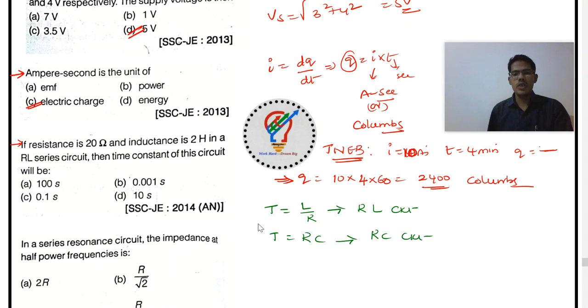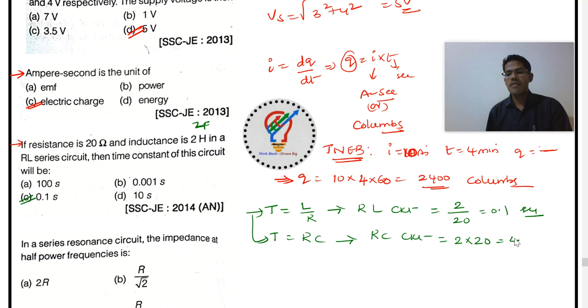Okay, so in this question we will cover two questions here directly. So L by R means L value is how much? 2 divided by resistance 20 is nothing but 0.1. So the time constant unit is seconds, so 0.1 seconds here. Suppose instead the same value of 2 farads is given. So 2 farads, then time constant is 2 into 20, which is nothing but 40 seconds here.